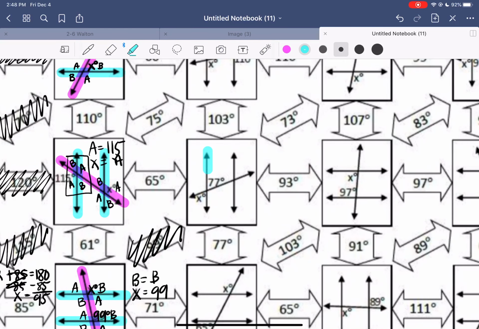So we have two parallel lines being cut by a transversal. You're maybe tired of me saying that by now. So if we have A, B, A, B, and then A, B, A, B, we see that our B equals 77 degrees, and we have a B equals X. So B equals B, so we have 77 degrees.